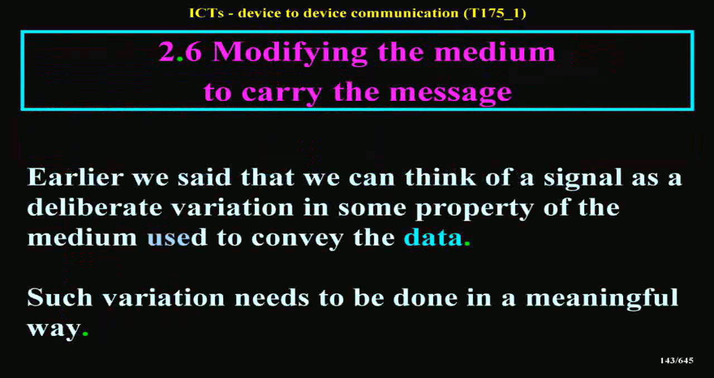2.6 Modifying the medium to carry the message. Earlier we said that we can think of a signal as a deliberate variation in some property of the medium used to convey the data. Such variation needs to be done in a meaningful way. For example, think of the way pulses of light could be used to convey Morse code.